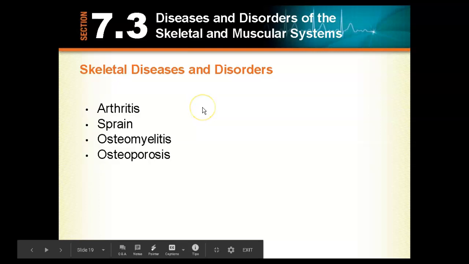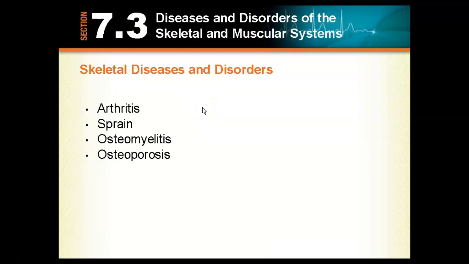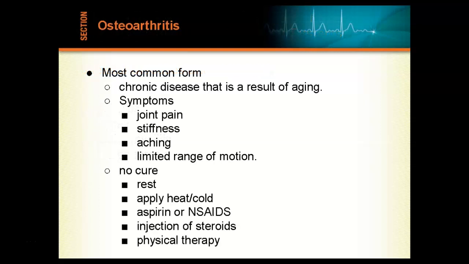All right. Okay, so that's the different fractures and abnormal curvatures of the spine. Now we're going to look at just a few more skeletal diseases and disorders: arthritis, sprains, osteomyelitis, and osteoporosis. We're going to look at arthritis first. So osteoarthritis, this is the most common form of arthritis.